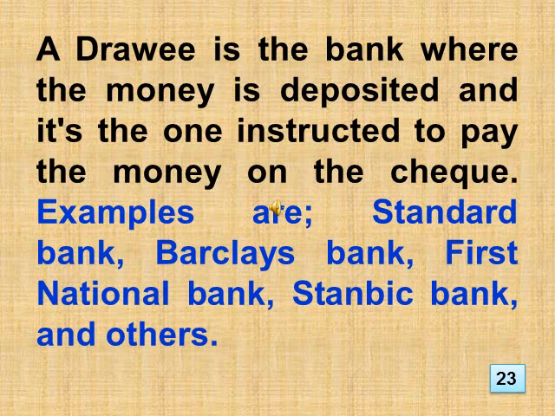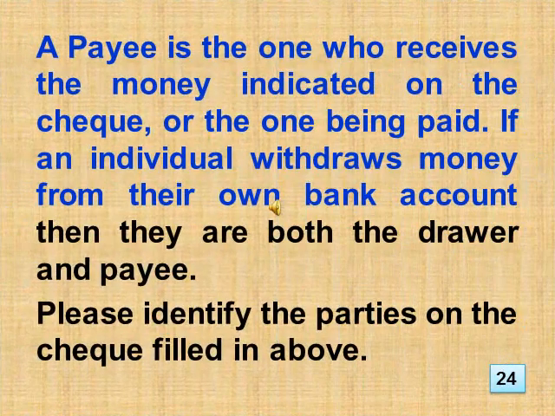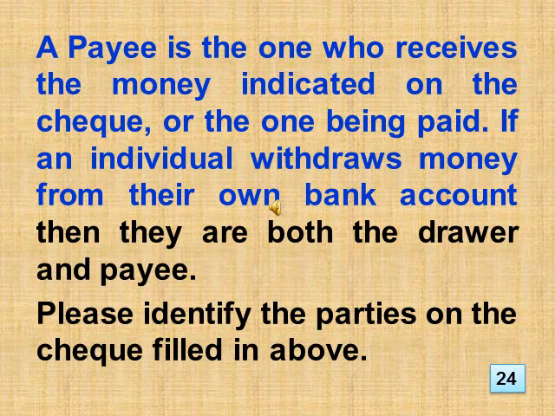A drawee is the bank where the money is deposited, and it's the one instructed to pay the money on the check. Examples are Standard Bank, Barclays Bank, First National Bank, Stanbic Bank, and others. A payee is the one who receives the money indicated on the check, or the one being paid. If an individual withdraws money from their own bank account, then they are both the drawer and payee. Please identify the parties on the check filled in above.